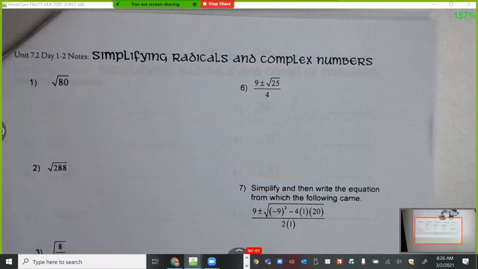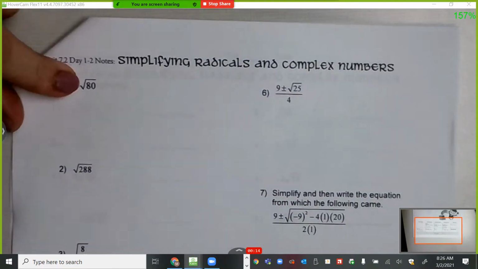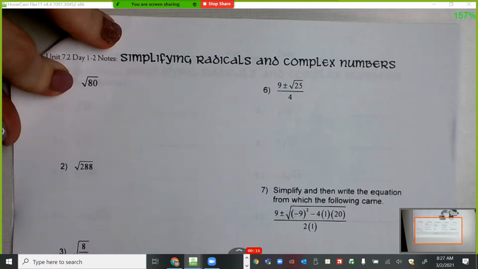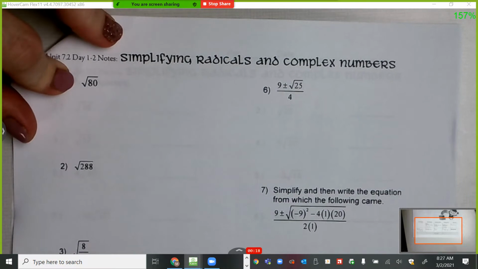Simplifying radicals in complex numbers. Okay, so do y'all remember how to simplify radicals? Do y'all remember doing the radical tree? Okay, a prime tree, whatever you want to call it. Okay, so we have 80. And it's not a perfect square number, right? 81 is a perfect square number, but 80 is not.